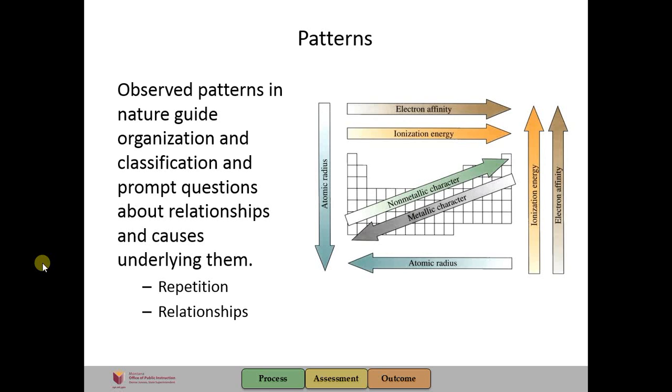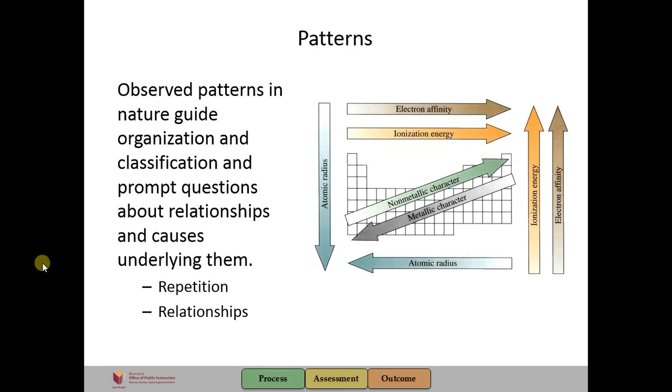The first cross-cutting concept is that of patterns. A summary statement for the cross-cutting concept of patterns is that observed patterns in nature guide organizations and classification and prompt questions about relationships and causes underlying them. The image I've chosen to use as an example here is the periodic table. I love this example because it's something that was created by scientists who had paid attention to patterns and used them to create something that we actually use to understand all kinds of things about the world around us.